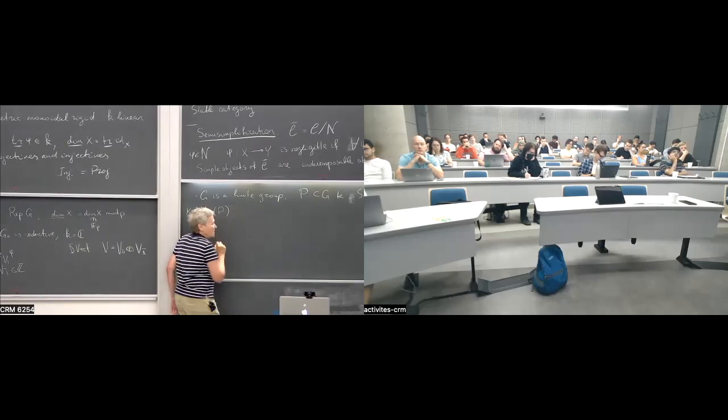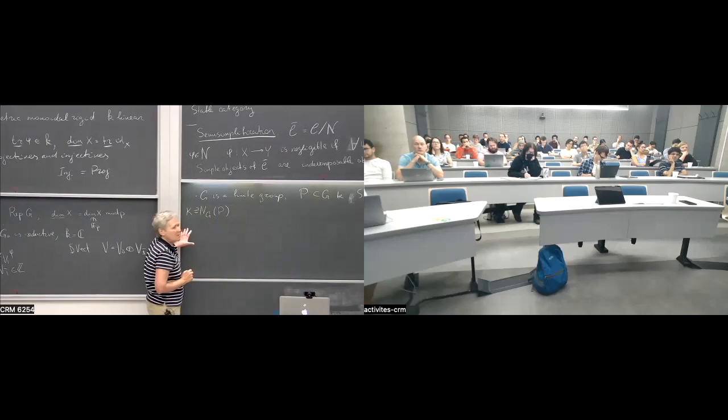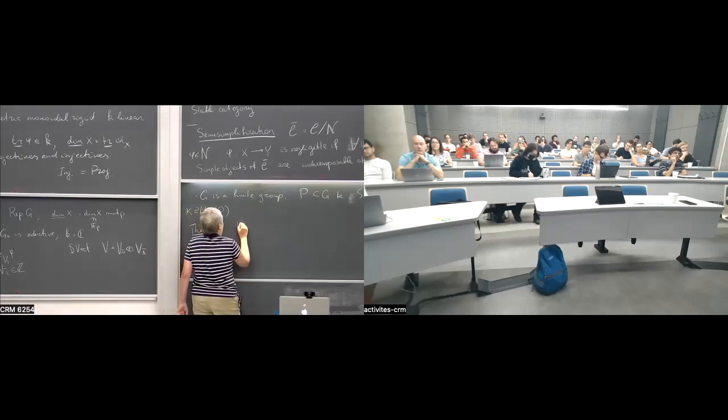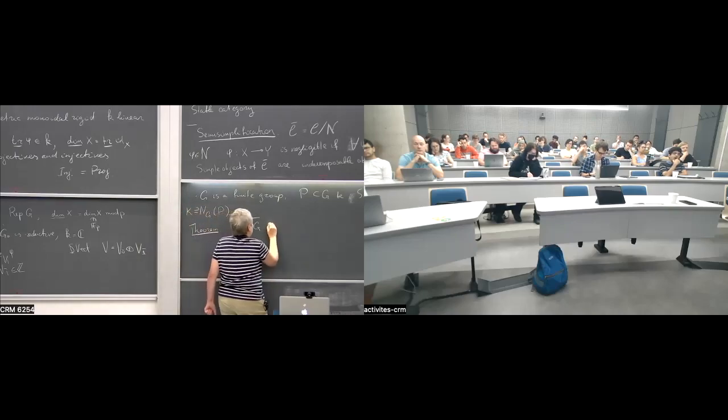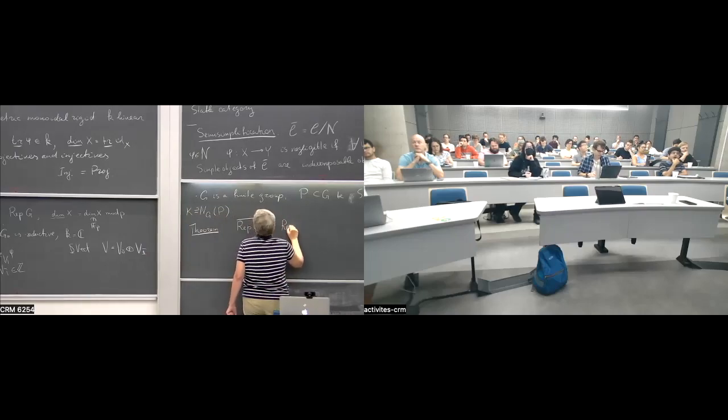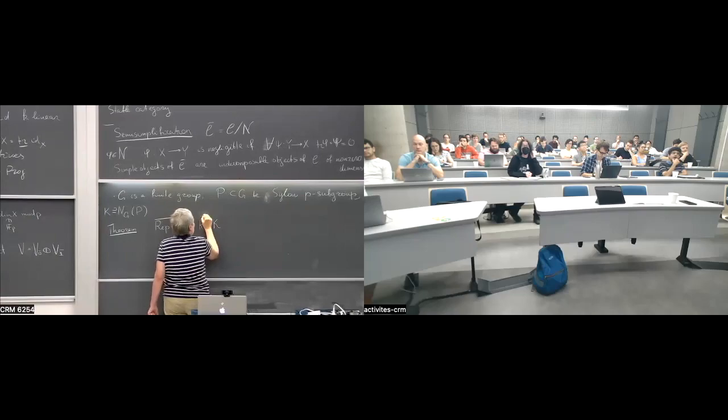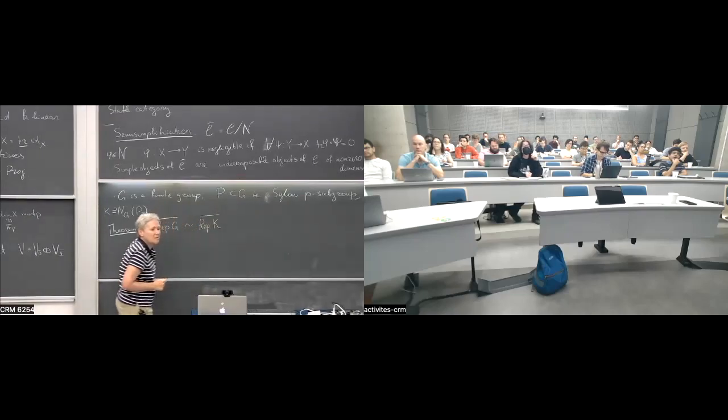Basically I'm going to talk about two statements. If I take a representation of G, then I semi-simplify. Bar means a semi-simplification. Then this category is equivalent to the category of representations of K, the semi-simplification of the category of K.